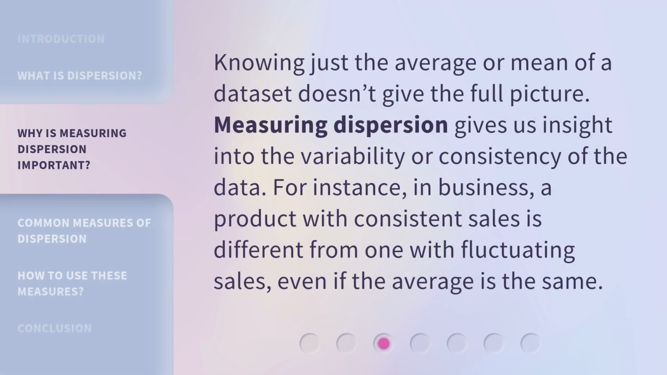Knowing just the average or mean of a dataset doesn't give the full picture. Measuring dispersion gives us insight into the variability or consistency of the data. For instance, in business, a product with consistent sales is different from one with fluctuating sales, even if the average is the same.